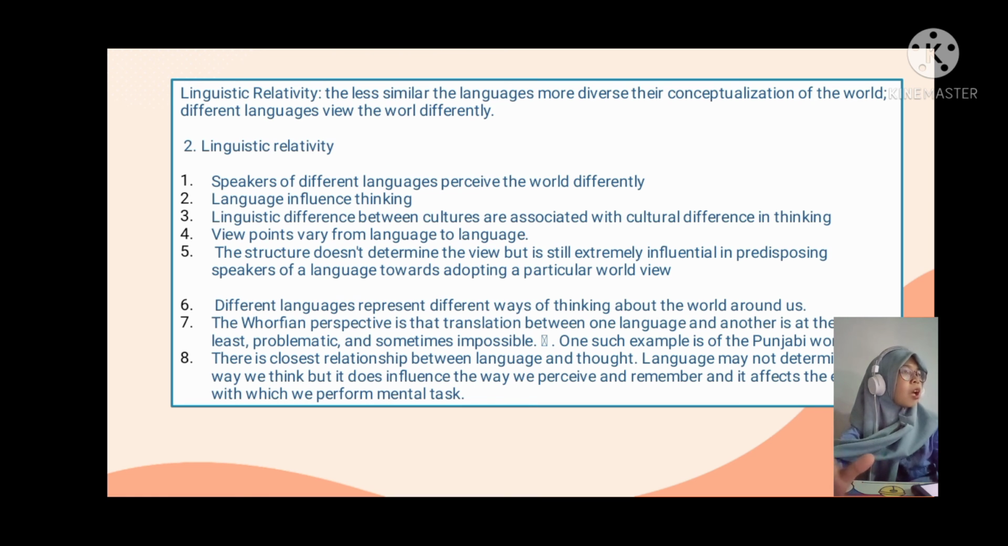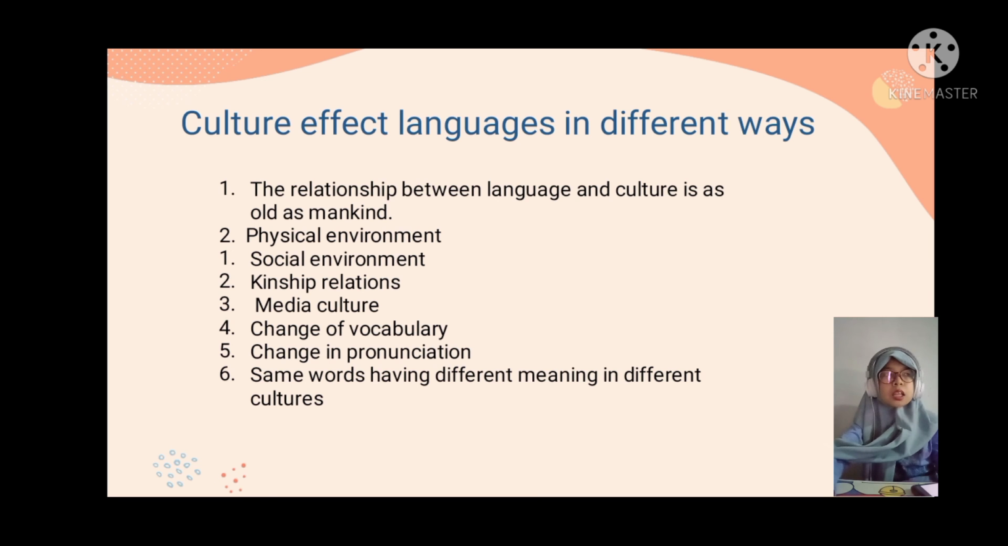Okay, the last part that I'm going to discuss is how culture affects language in different ways. So what effect does culture bring to language? The first one is that the relationship between language and culture is as old as mankind. And then the physical environment, as I have already told you, like the Eskimo, they have many different words for snow, and in Arabian, for the word camel, they have a lot of versions of camel.